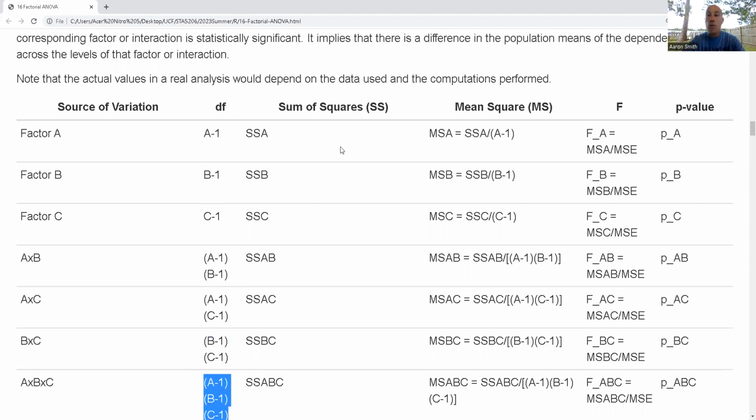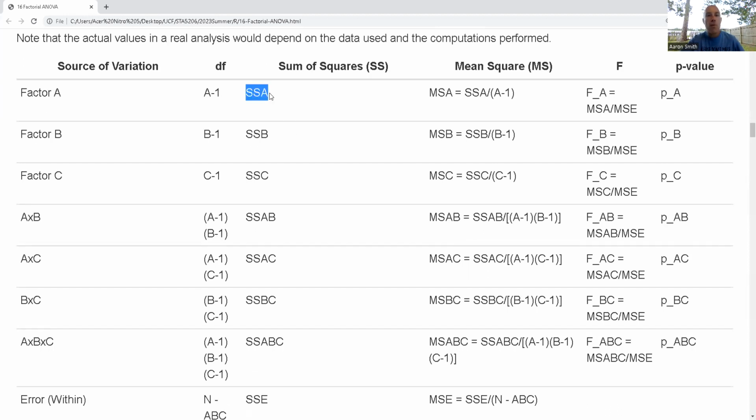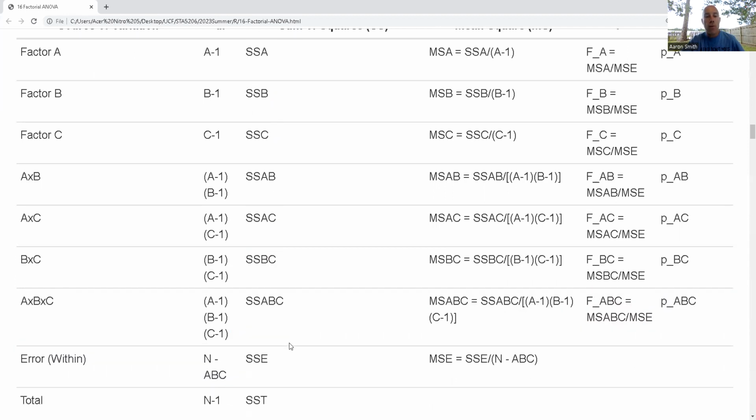And so then we'll have our sum of squares, which I'll talk about the formula in a moment. It's kind of juicy, so I just put it in a separate spot. But we have our sum of squares for A, sum of squares for B, sum of squares for C. Next, we have our sum of squares for our interaction. And then we have our overall interaction. We have our sum of squares error and our sum of squares total.